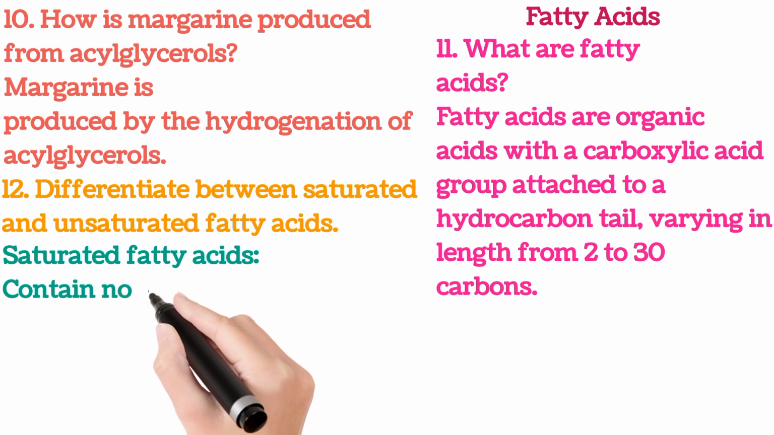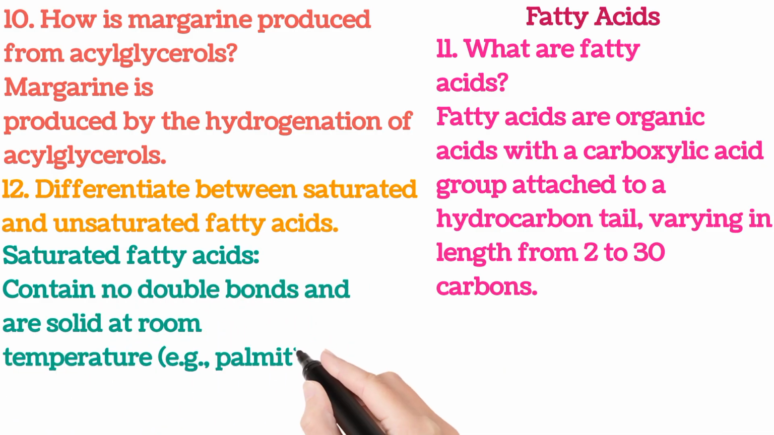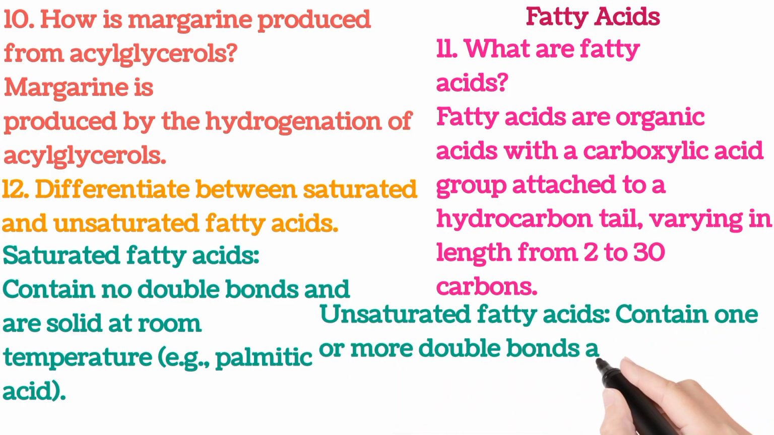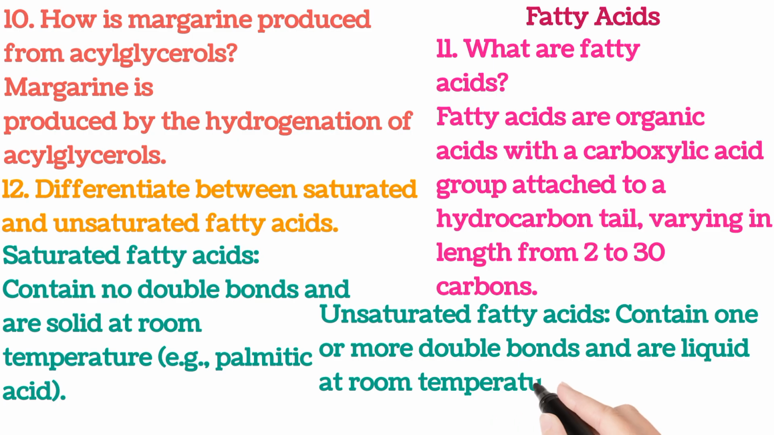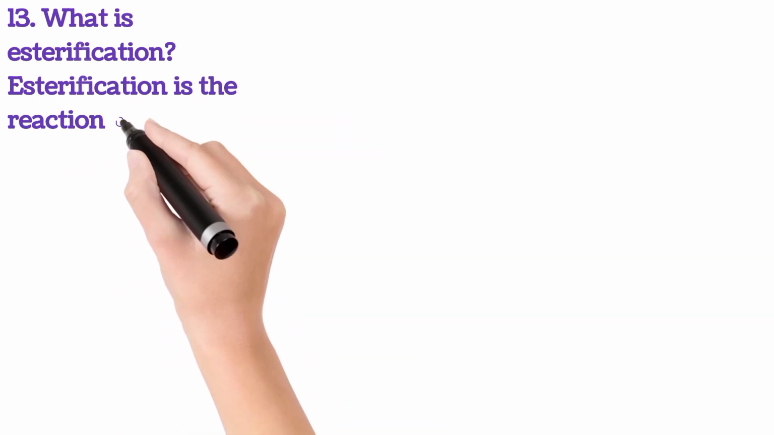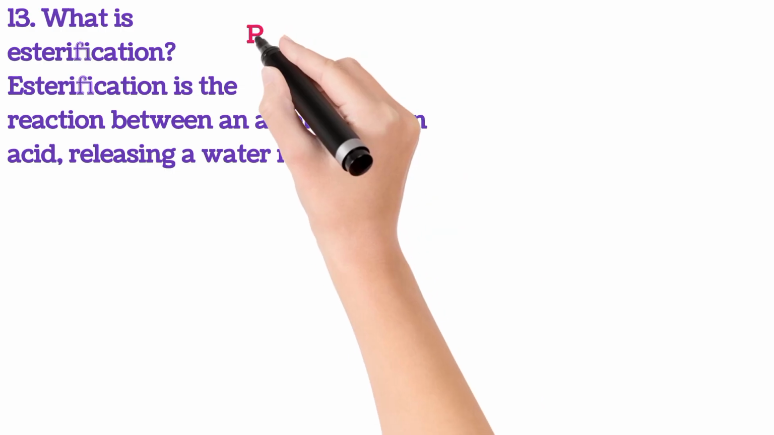Saturated fatty acids contain no double bonds and are solid at room temperature, e.g., palmitic acid. Unsaturated fatty acids contain one or more double bonds and are liquid at room temperature, e.g., oleic acid. 13. What is esterification? Esterification is the reaction between an alcohol and an acid, releasing a water molecule.